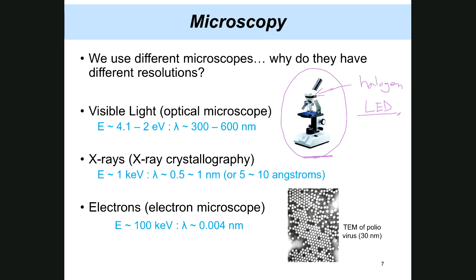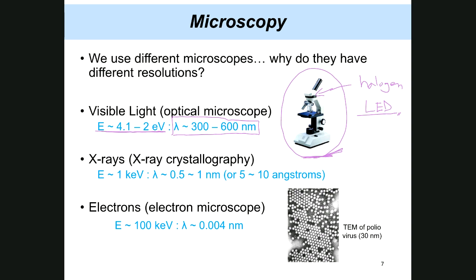The visible light microscope is in visible light spectrum. So their wavelength is 300 to 600 nanometer, and it has relatively low energy. So the light going into your sample in this microscope has low energy, so you don't really have to worry about damaging your sample.